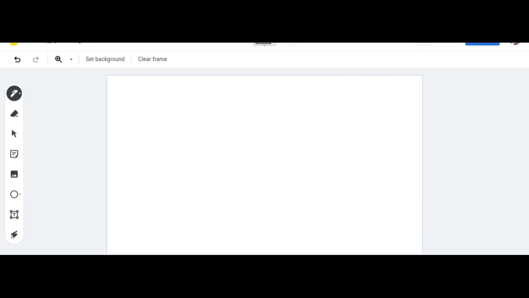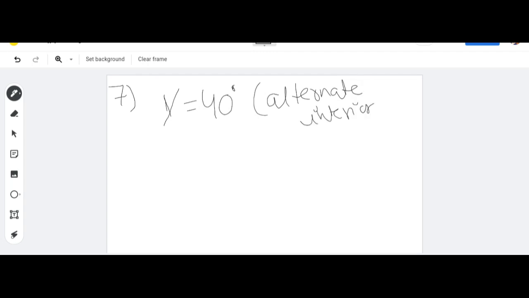Now we have to do this. You have to repeat after me, and also you have to write with me. Okay? So the 7th part, Y. What is the value of angle Y? Y equals 40, right? 40. And 40 is the alternate interior angle. Alternate interior angle.